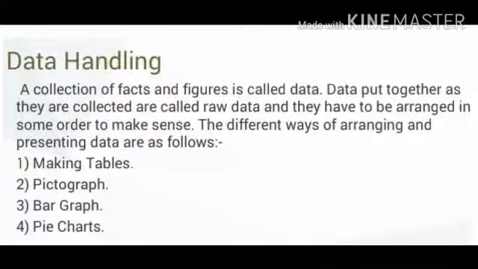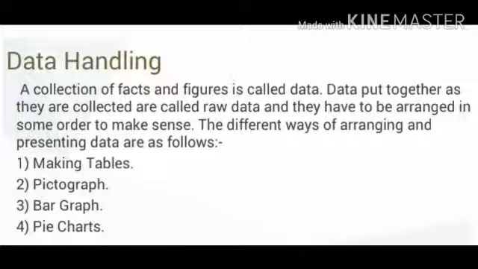First, let us understand what is data handling. A collection of facts and figures is called data. Data put together as they are collected are called raw data, and they have to be arranged in some order to make sense. The different ways of arranging and presenting data are as follows.